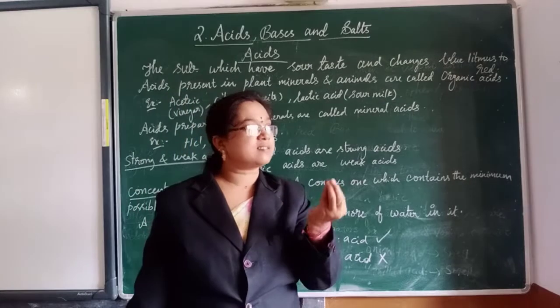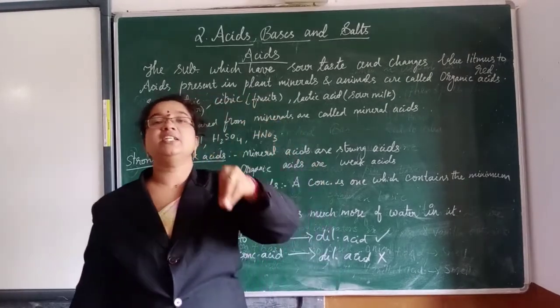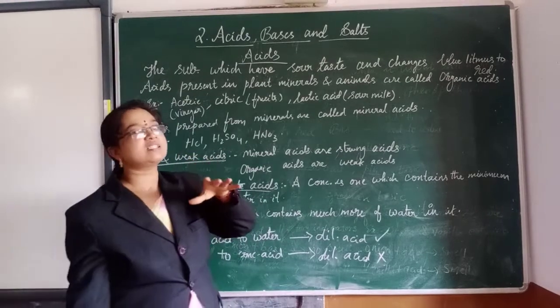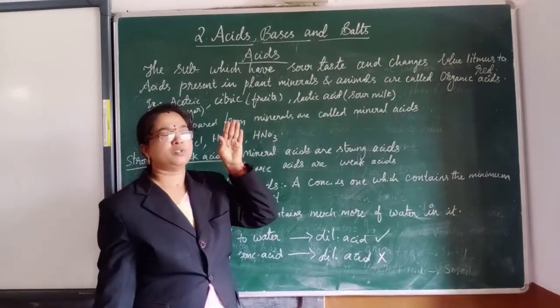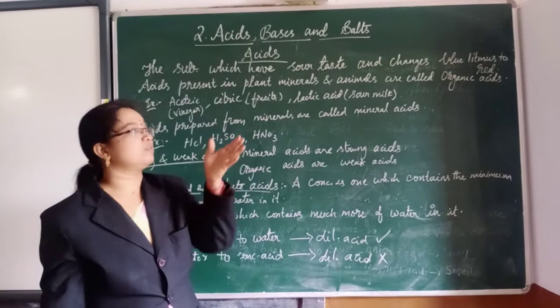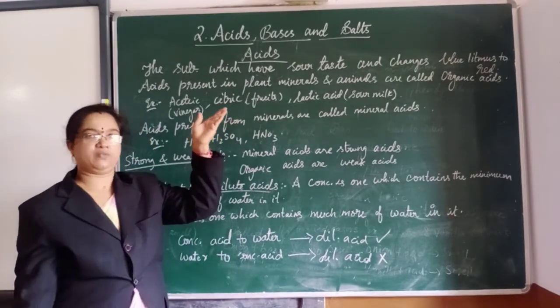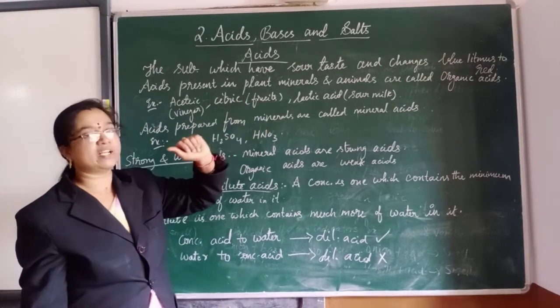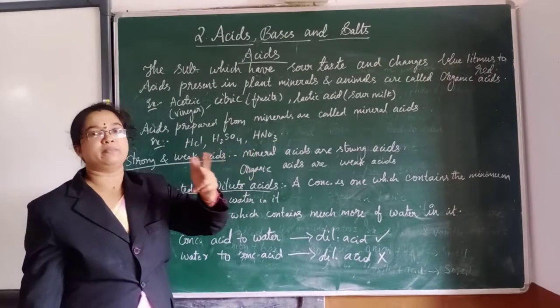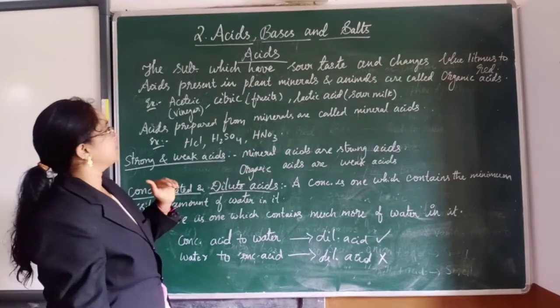Okay, so as some type of weak acids are present in those substances, that substance will give a sour taste. So these are the basic characteristics of an acid. One is it gives a sour taste, and second one is it changes blue litmus to red litmus.